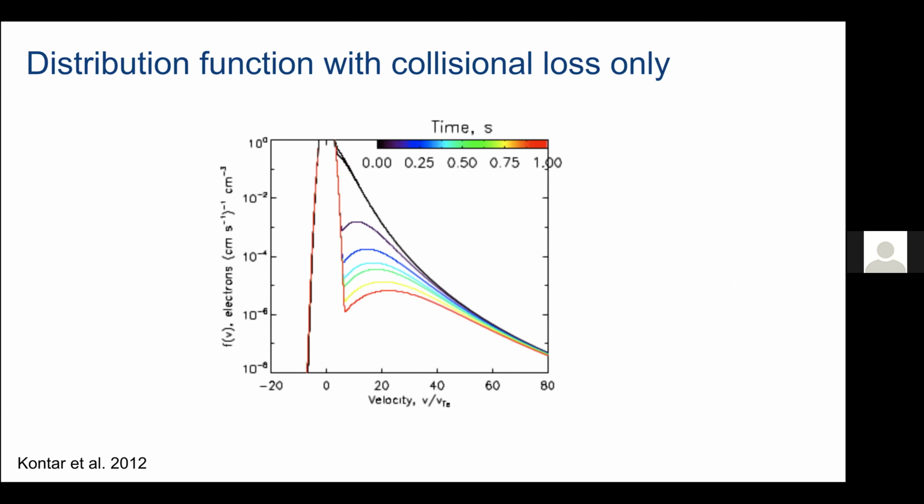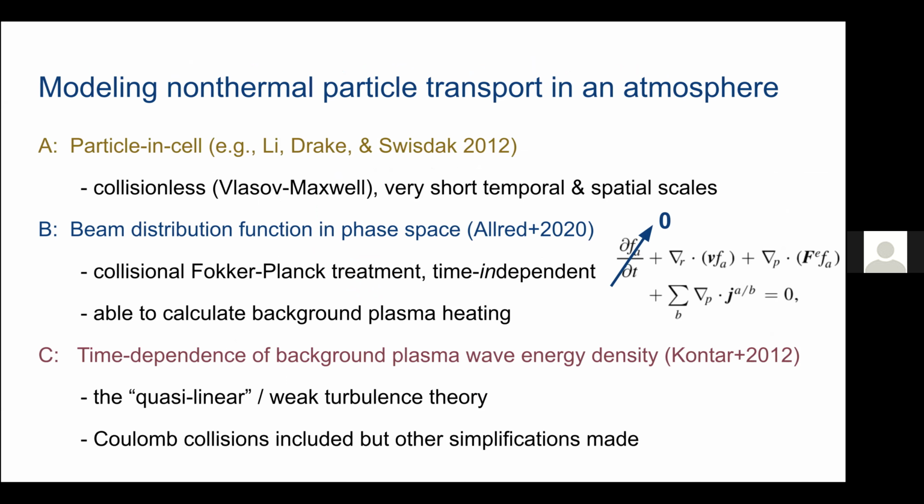So here's just the evolution of the electron distribution with Coulomb collisions only. So here's the initial, it's a Maxwellian plus a power law. And then over time, the lowest energy electrons will be depleted the fastest because the cross section is 1 over E squared. And the highest energy electrons can survive for quite a while without losing a significant fraction of their energy. Okay. So that's just to show you what collisional loss only looks like.